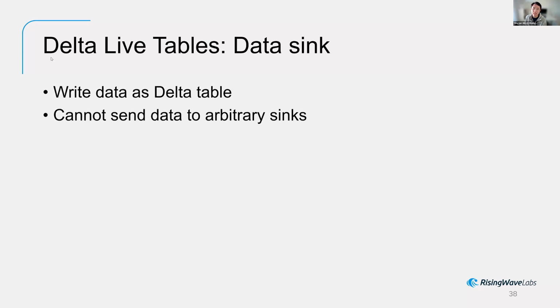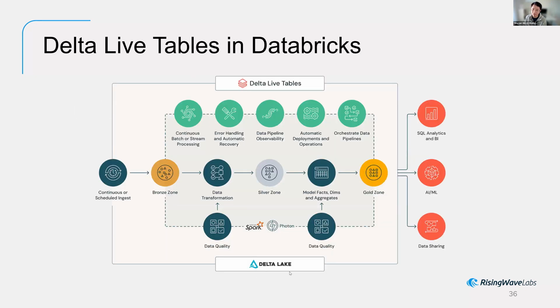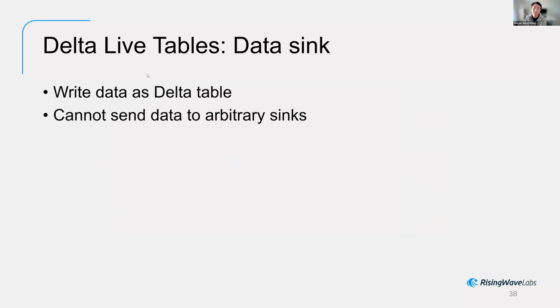Note that Delta Live Table is different from Delta Table. In Databricks, they have a concept called Delta Lake. You can imagine that a Delta table is a table on top of a Delta Lake. It's different from the Delta Live Table, I have to mention that. So you can definitely write the data as a Delta table. That's the first way, but that's probably the only way. You cannot send the data into other sinks. At least I could not find any documentation mentioning that they allow you to do that.